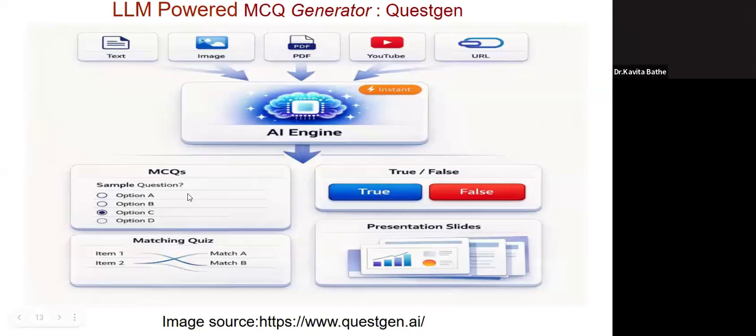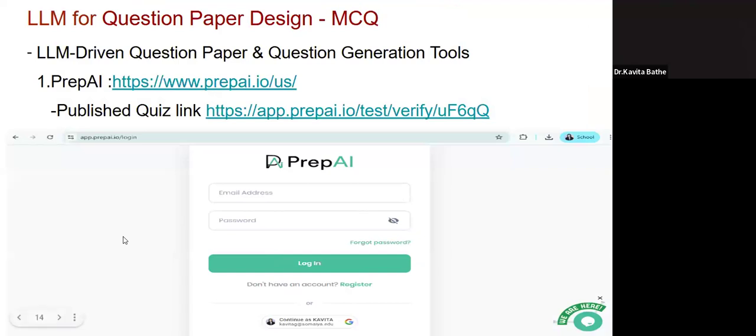So let us consider this first tool, the question. You can directly search on the internet also here. What this tool is doing is taking the text, image, PDF, YouTube link, or a URL, and it has this AI engine, and then you can generate different types of questions here. You can generate the MCQ type of question, the matching quiz kind of question, the true and false type of question, and even the presentation slides as well through that.